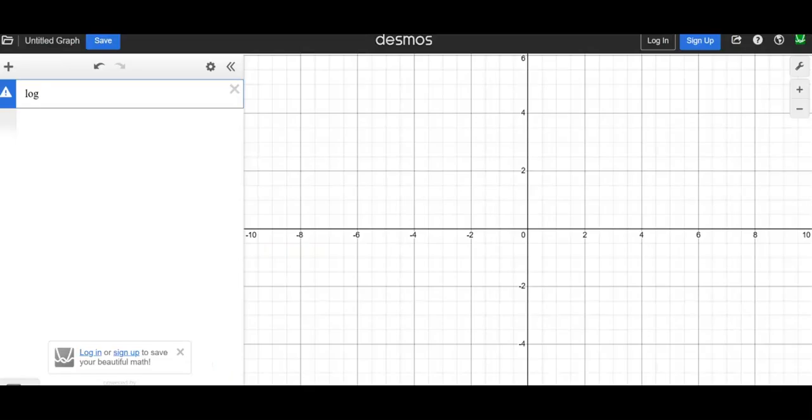So I'm in Desmos, and I want to show you how to use this to answer questions about asymptotes, end behavior, domain, and range, just in case you don't know the transformation rules, which again is fine. You can graph any log function in here. If you just graph log x, that's going to be base 10. If you graph ln x, that's automatically going to be base e.